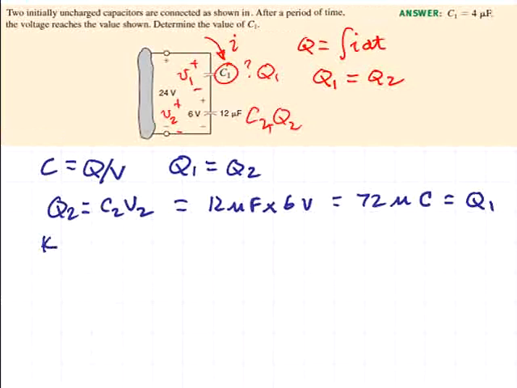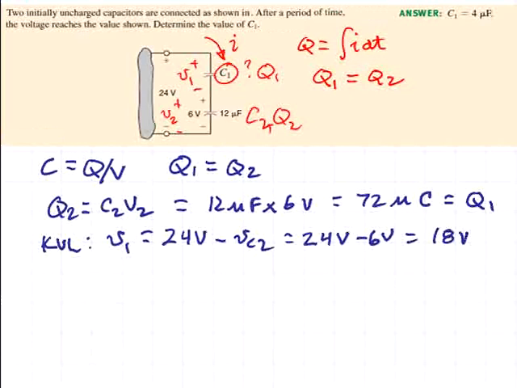Now, observing by KVL, we have that the voltage on capacitor 1, V1, is equal to the circuit applied voltage, 24 volts, minus VC2, which is equal to 24 volts minus 6 volts, which is equal to 18 volts. So now we can calculate the capacitance C1 value as the Q1, which is 72 microcoulombs, divided by the voltage 18 volts, and this is equal to 4 microfarads.